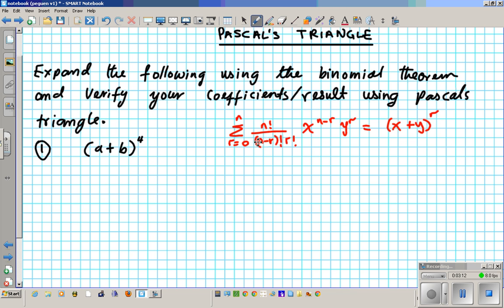Okay, and you remember this piece right here can be written as n choose r, same thing, and this is also the same thing as nCr. It's also the same thing as C(n,r). Okay, and there you have it. So that's what I'm going to apply with this one.